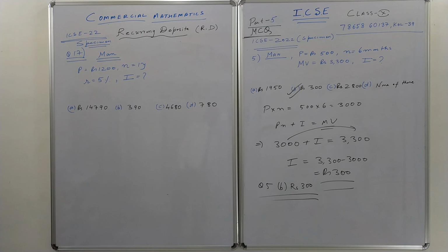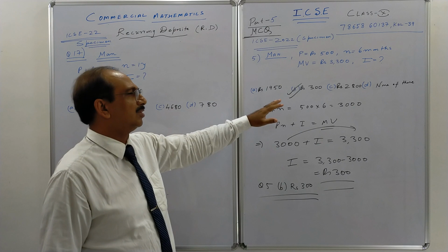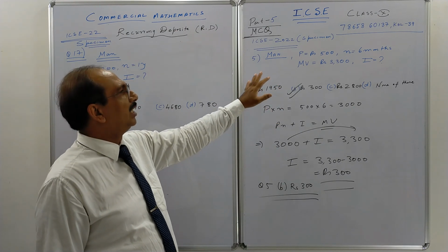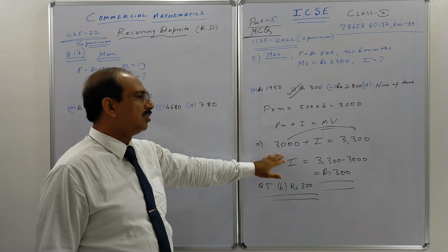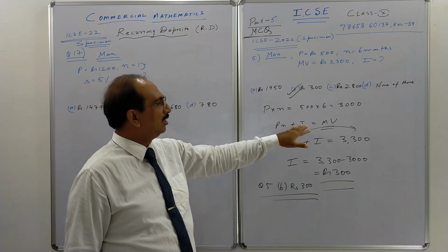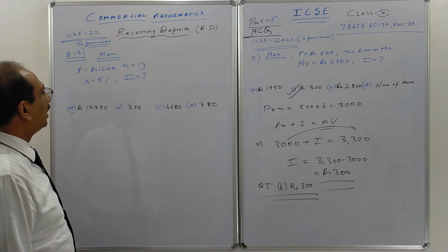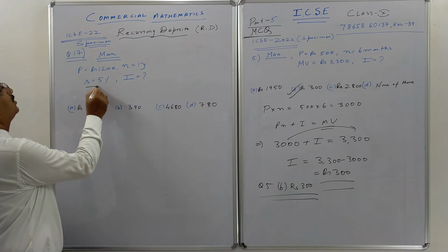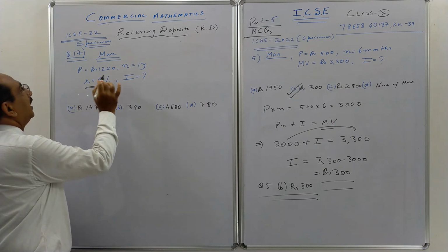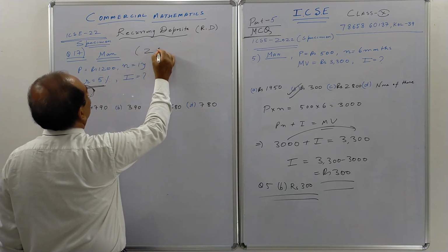So here we go to the question. ICSE 22 specimen, question number 5 I have done. This is question 17 carrying 2 marks. Since it is carrying 2 marks, generally in all the last 3 questions, maturity value was given and we had to find interest. So this was the formula: maturity value, his money, interest. Here we have to find interest, but maturity value is not given, children. Rate is given.